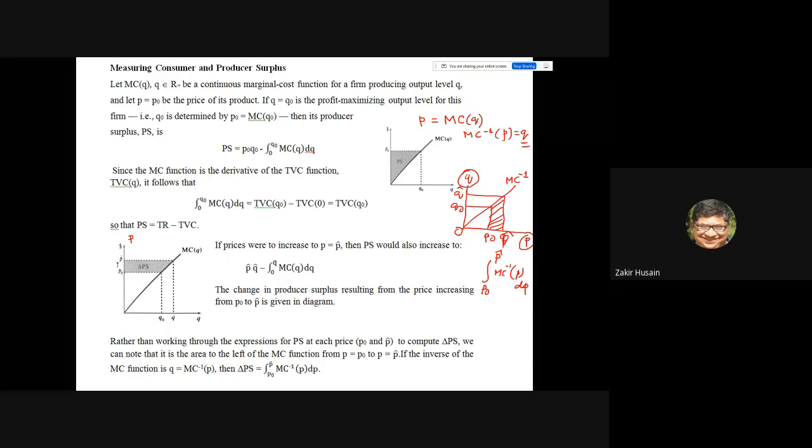The alternative is we can simply take the inverse function, if it exists, of course, and then the entire problem becomes very simple. It becomes a problem of just finding a definite integral.